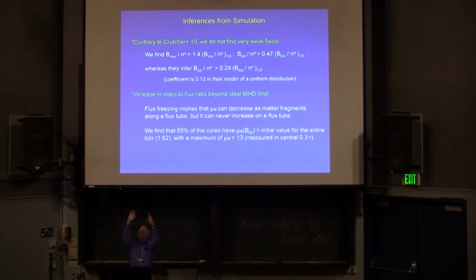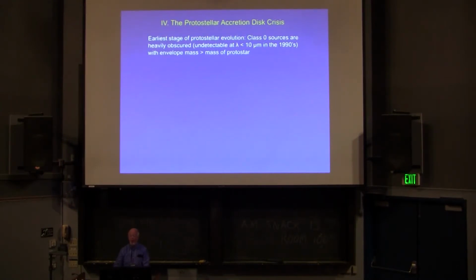Now, if I say all the mass in the top half of the box is going to gather into one cloud, and all the mass in the bottom half will gather into another cloud, then each of those clouds will have the same flux, but only half the mass. So their mass to flux ratio will decrease. But what we find is an increase. We actually find that 55% of the cores have mass to flux ratios larger than this initial value of 1.62. The maximum value that we find is 13, which is really huge, almost an order of magnitude larger than the initial value. Okay, so that summarizes that.